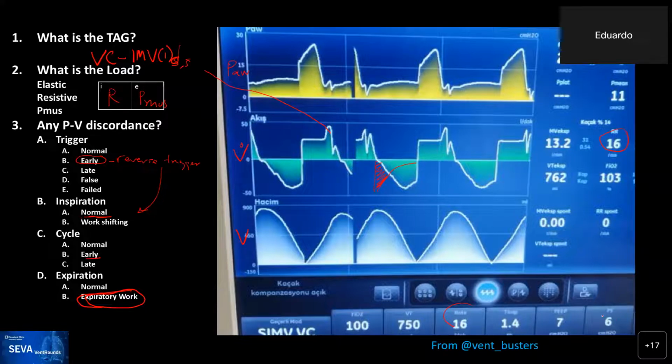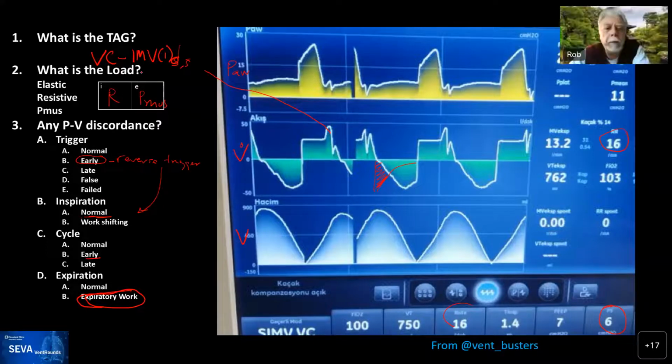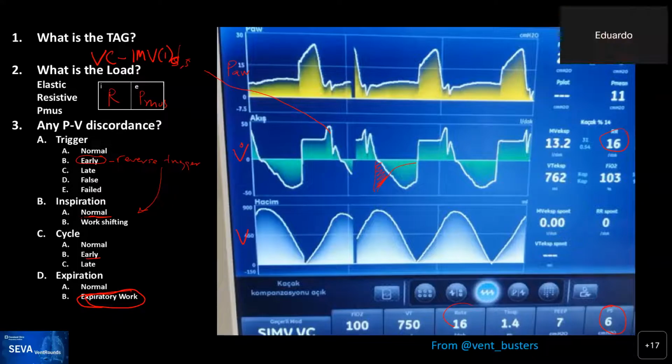Right. But if we were in straight volume control, not SIMV, right? Okay, it would be CMVD. BC, it's CMVD. But Servo, it's IMV DD. Yeah, that's right. Okay.